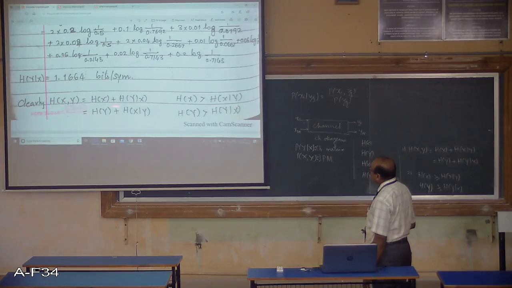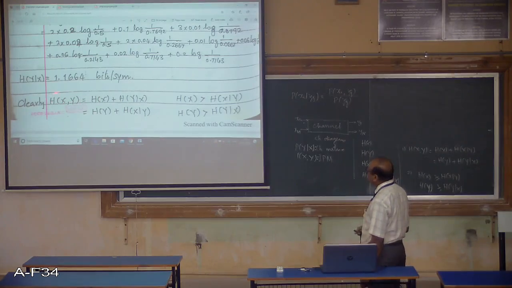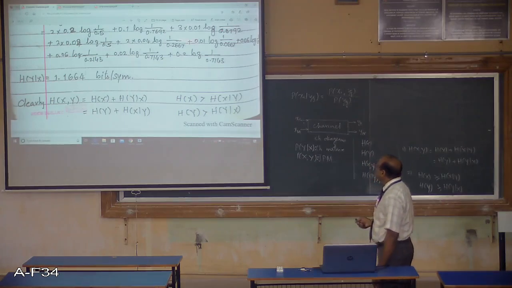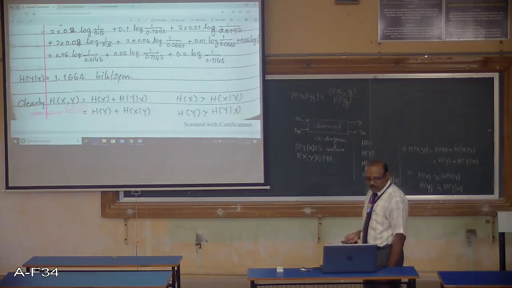If you add this, we should also calculate H(X,Y) separately, and these relations come out to be equal. Here, if you look, H(X) is 2 point something, H(X|Y) is 1.9 something, so it is greater. H(Y) is also greater. So all the relations we can prove.